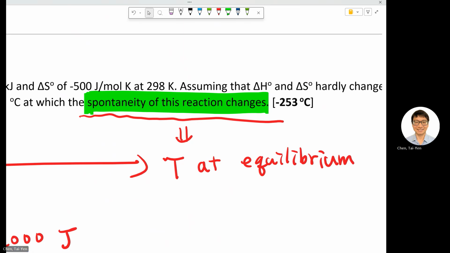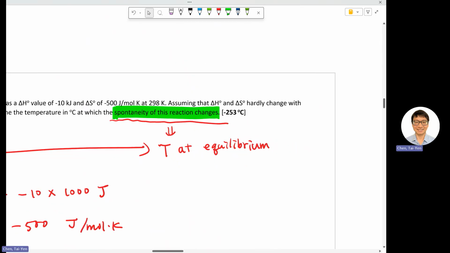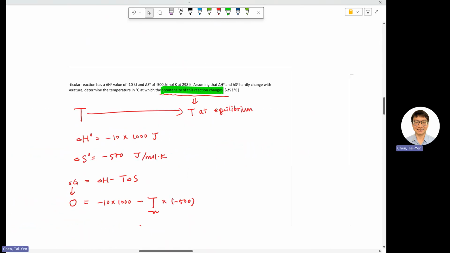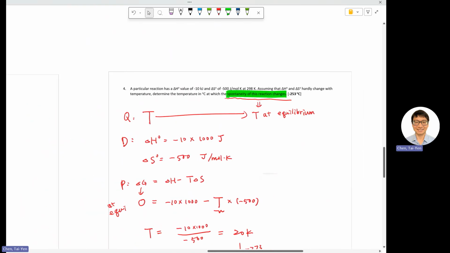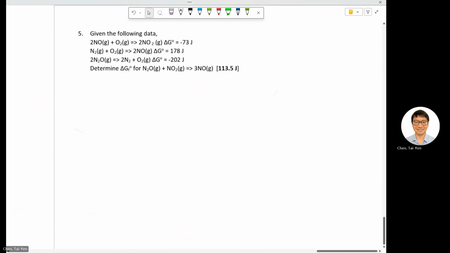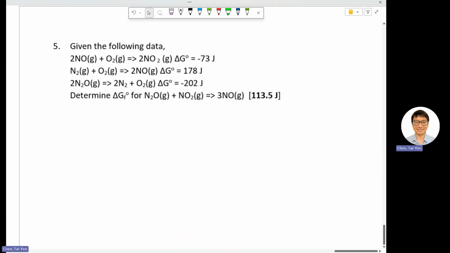Any questions for this? If not, the next question is basically exactly the same. I actually removed it, but that's fine. This will be the next one.